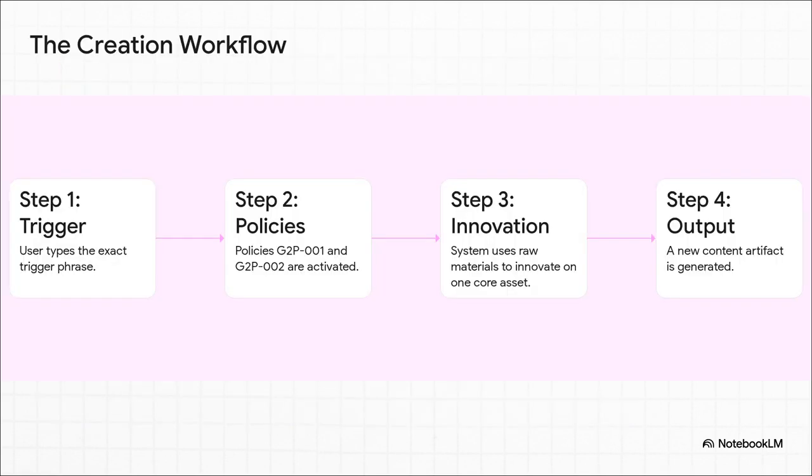And you can see the whole chain reaction laid out right here. It's beautiful in a way. The user types that perfect trigger phrase. That immediately activates two core policies that govern the whole process. Then, the system grabs one of those valuable assets we just saw and uses a set of approved materials to generate something totally new. It's a completely automated, hands-off, policy-driven workflow.